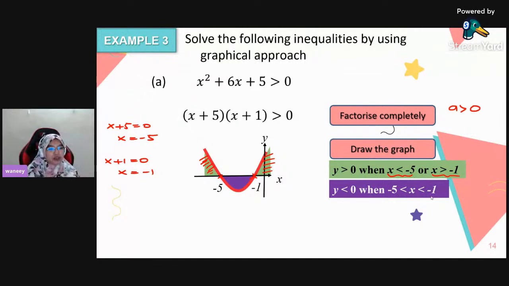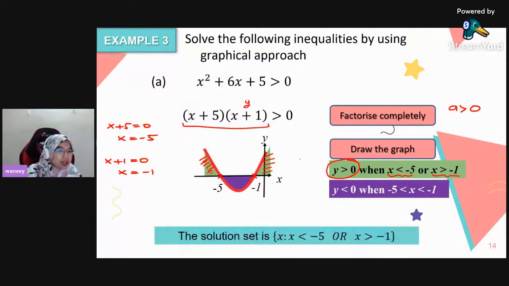Okay, so how do we choose our region? If let's say this is your y, right? Because this is your graph, so of course this is your y. So now we want to find out the answer for y greater than 0. So y greater than 0 is this region over here. Therefore, your answer will be x less than negative 5 or x greater than negative 1. So that totally depends on the sign over here. Do you want something that is greater than 0 or less than 0?